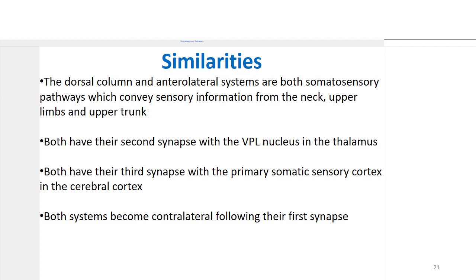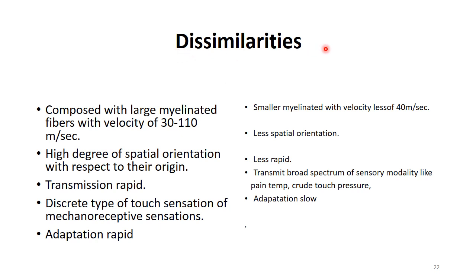So why are they important to know? You can consider which one is the new spinothalamic tract and which one is the paleospinothalamic tract. Now, what are the dissimilarities between the new spinothalamic or dorsal column medial lemniscus system and the anterolateral or paleospinothalamic tract? The dissimilarities are: it is composed of large myelinated fibers. It is composed of smaller myelinated fibers. So when it is larger myelinated fibers, velocity is more, 30 to 110 meters per second. Here it is only 2 to 40 meters per second.